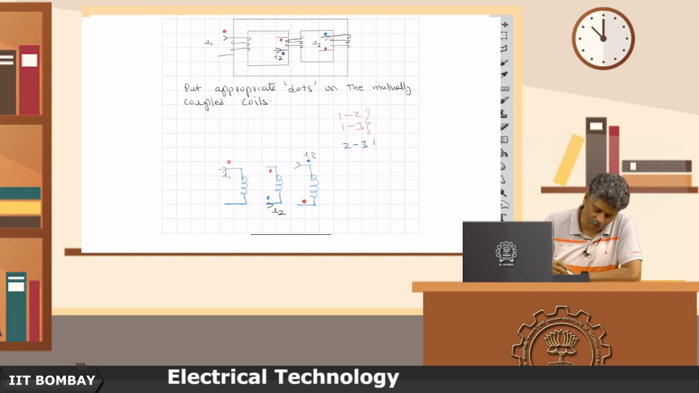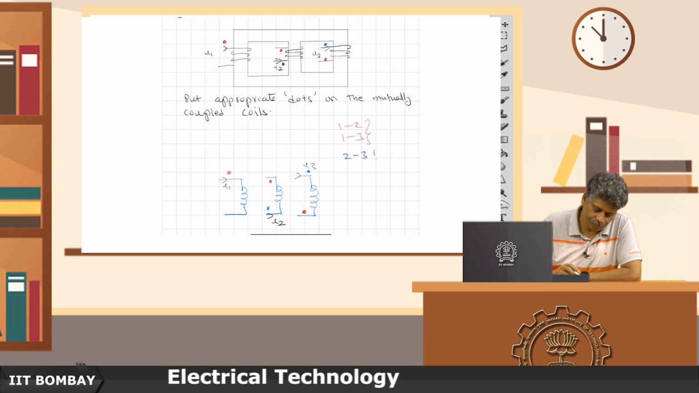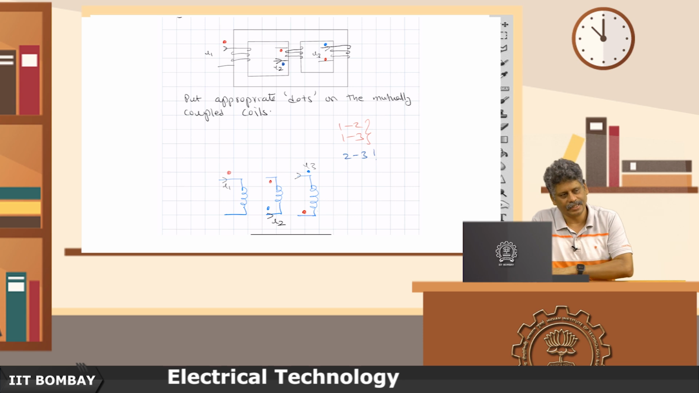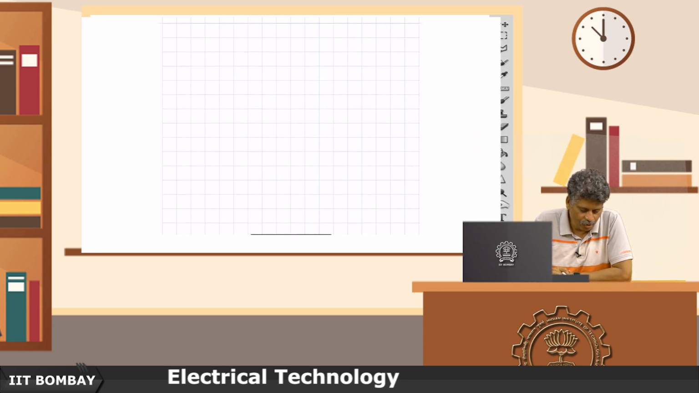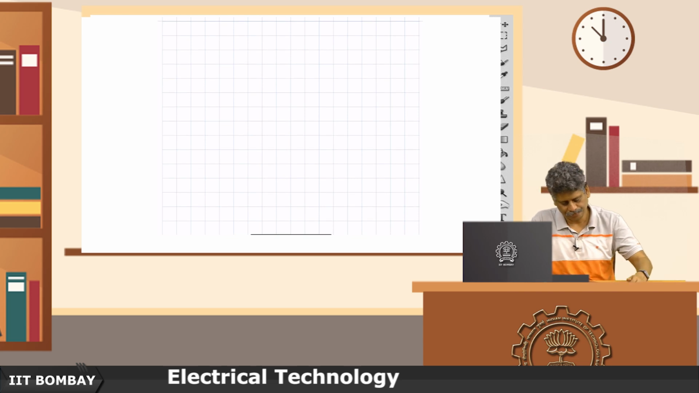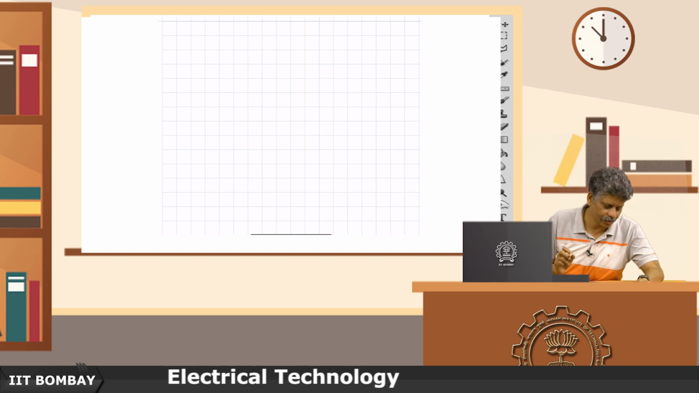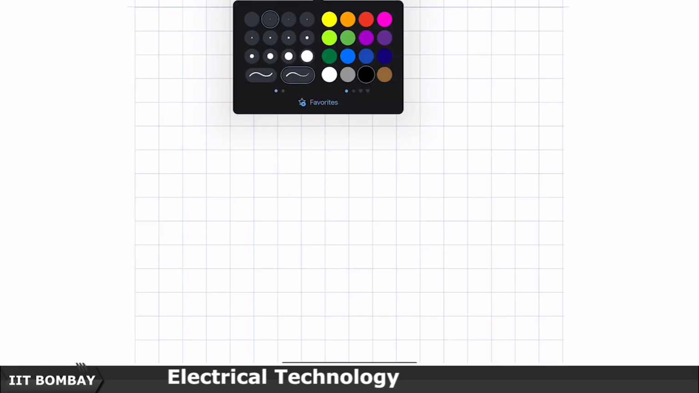Once these dots are given to you, you do not need any specific orientation like this. That is the reason why we use dot convention. Now let us look at these, which were two nice and simple examples.